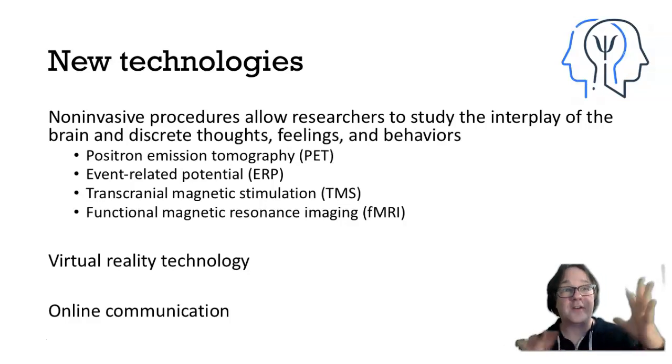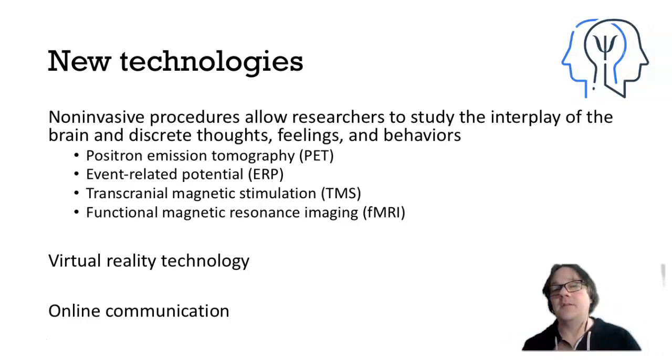So they'll produce different waves that can then be put together into an image that shows us what parts of, let's say in our example, what parts of the brain are consuming more oxygen than other parts of the brain. We also have virtual reality technology that is finding its way into social psychological research. Still pretty early, still pretty new.